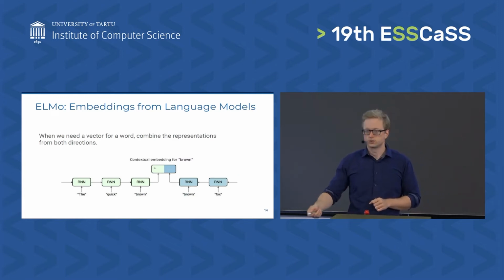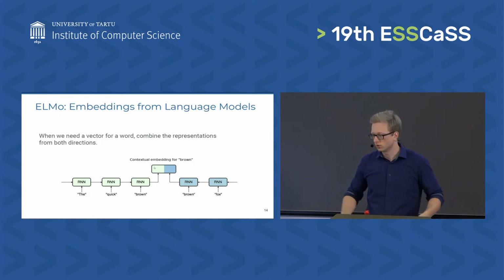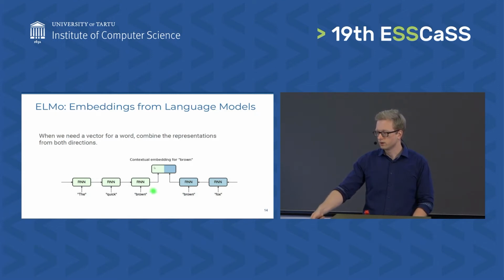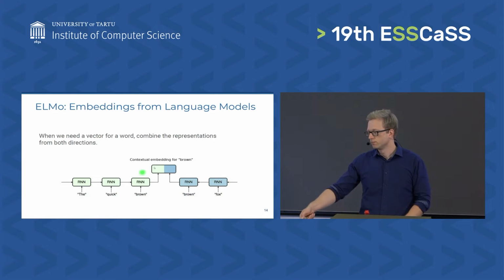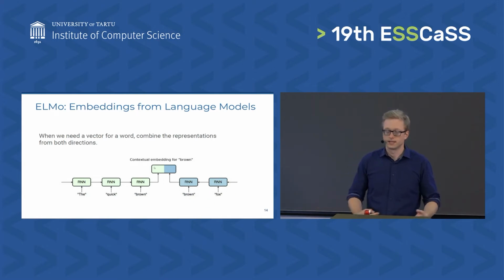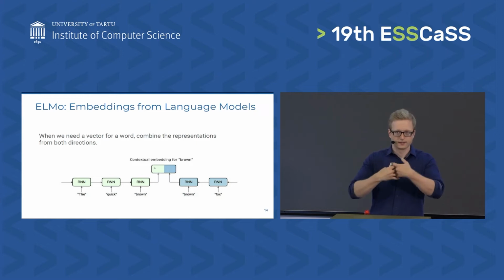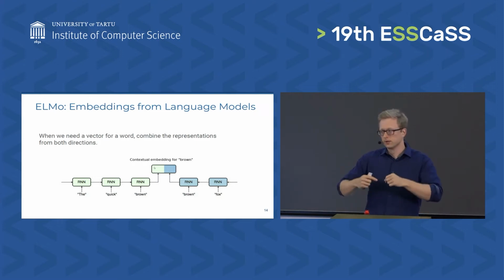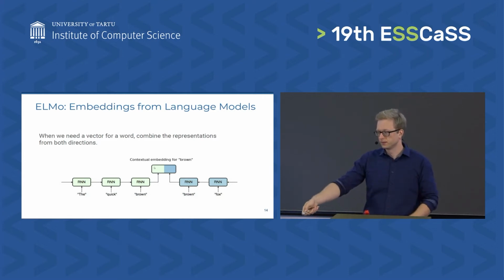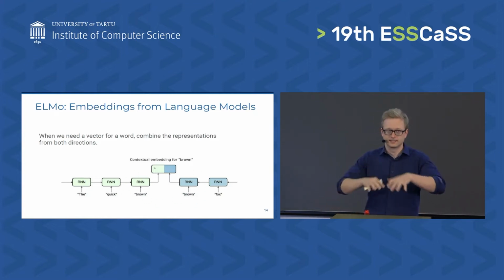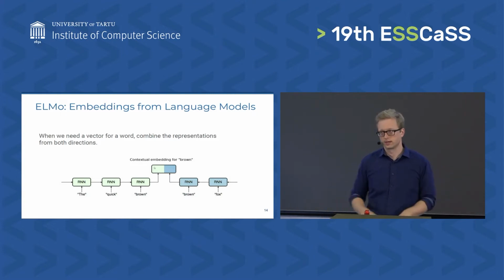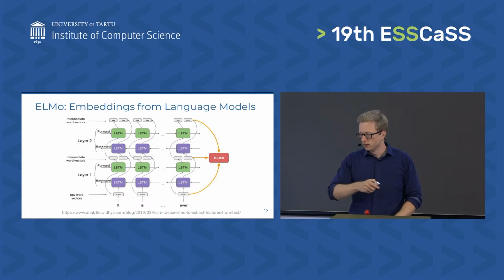So if we want to encode the word brown, given all of its context, then we can encode "the quick brown" with one language model, "brown fox" with the other language model, and then take the corresponding vectors and concatenate them together, and now we have this one vector that represents the word brown. It's focused on the word brown because it's the last word in both of these language models, but it has seen the entire context on both sides of that target word. So this is how ELMo works as a language encoder.